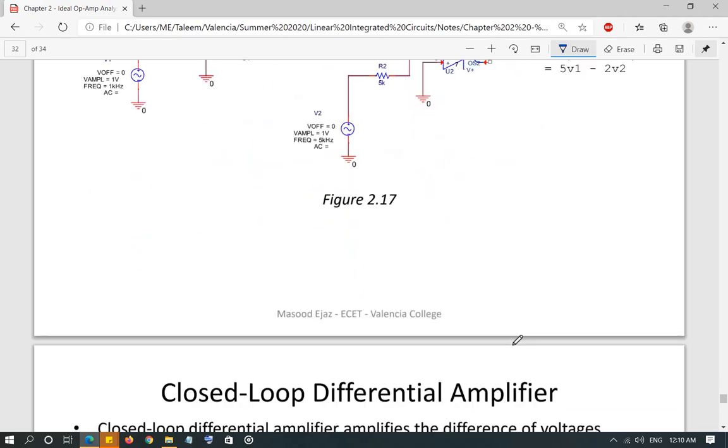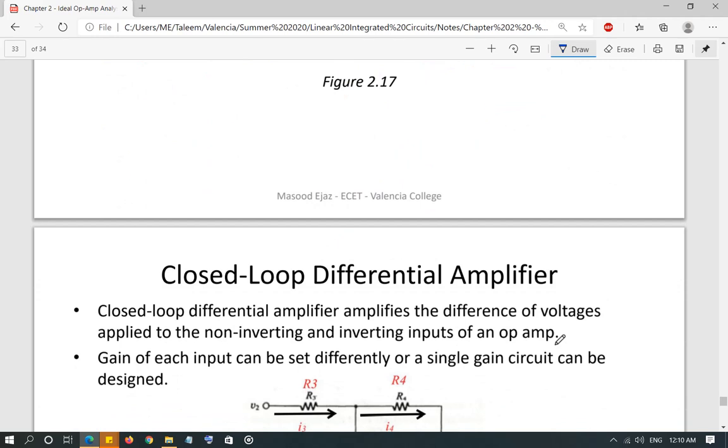And the last topic of this chapter is the closed loop differential amplifier.